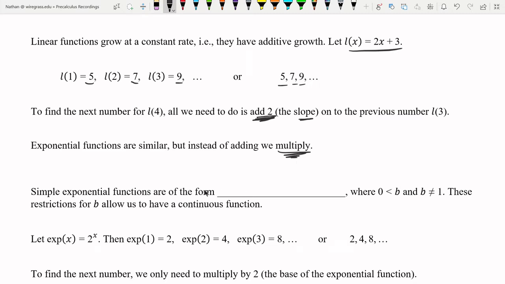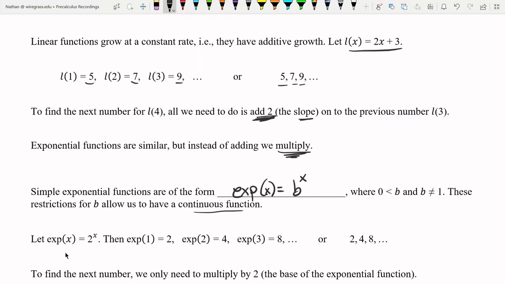Simple exponential functions are in the form exp of x equals b to some power of x, where b, called the base, is greater than 0 and does not equal 1. If it was 1, it'd be 1 to the power of x, and any number you plug in there is just going to give you 1. So it's kind of a pointless thing. It's a constant function. It's not really exponential. So with these restrictions, that allows us to have a continuous function, one that we can graph and do all of our analysis on that we're used to doing.